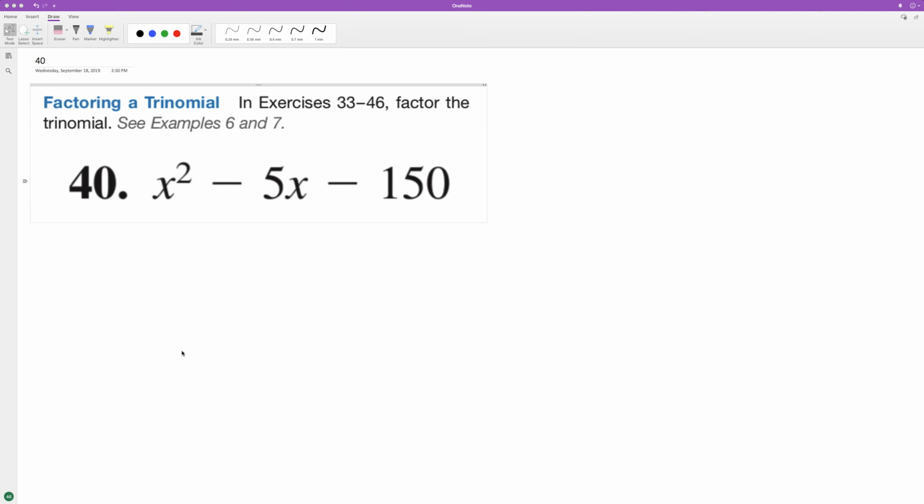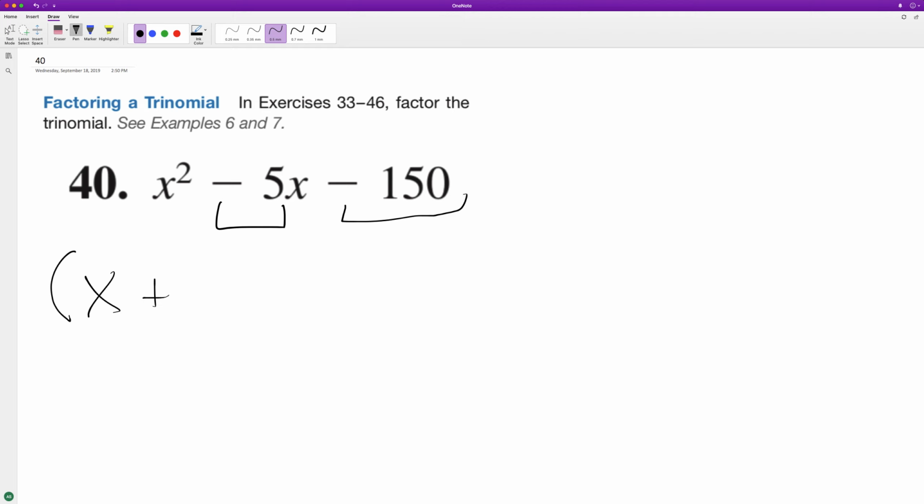Following trinomial, and then we'll test to make sure it's correct. So we need two values that, when added together, equal negative 5, but when multiplied together equal negative 150. So it looks like it's going to be a 10 and a 15. So we'll have x plus 10 and x minus 15. So let's go ahead and check that.